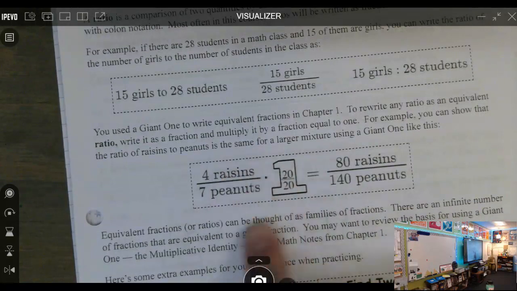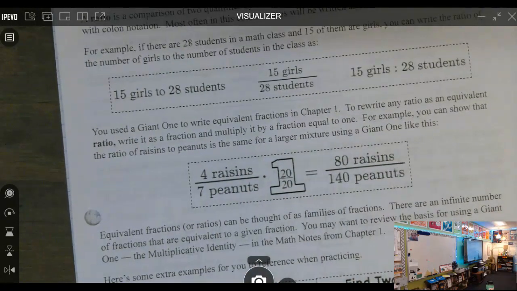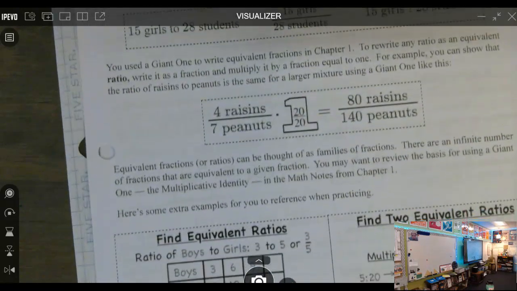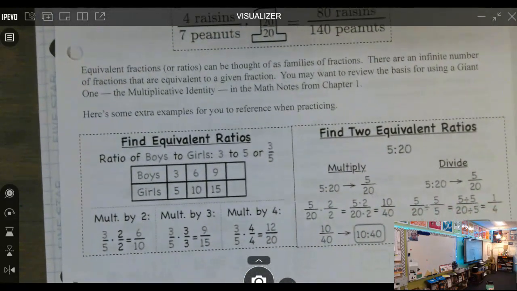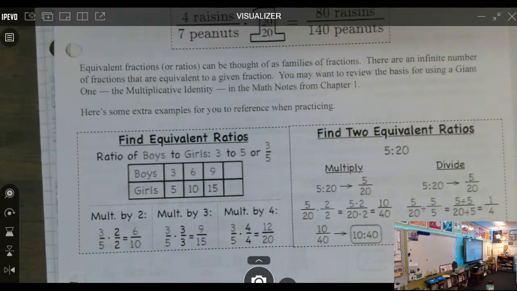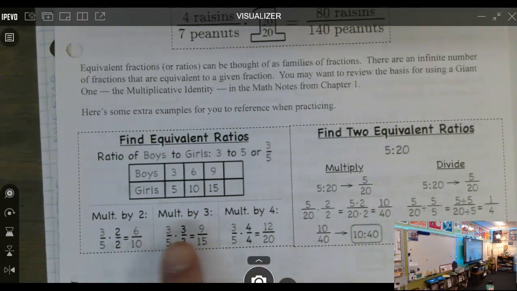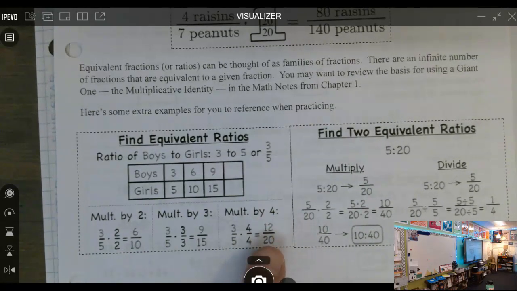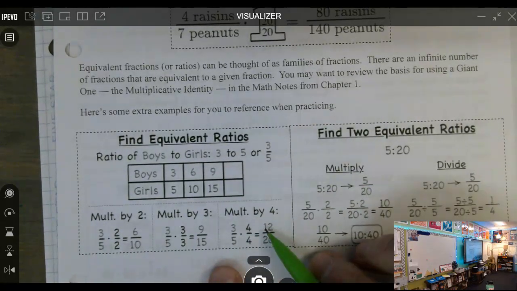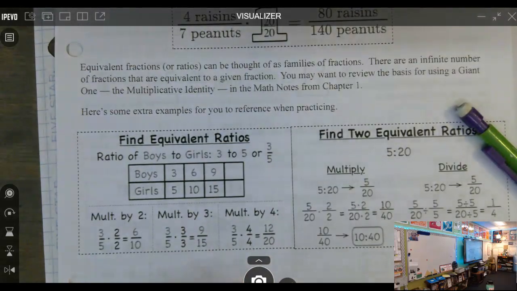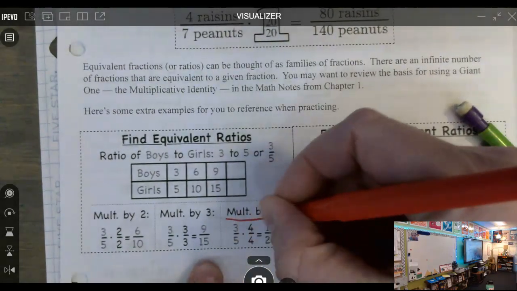The example with the raisins and the peanuts. Right, if we multiply by 20 on top and bottom. An example of showing this in tables. So if there are 3 boys to every 5 girls, if there are 6 boys, there's 10 girls. If there's 9 boys, there's 15 girls. Right? We can multiply by 2, by 3, by 4, whatever we do. So wait, what if we multiply by 4? We get how many boys and how many girls? 12 and 20. So we could go ahead and down here we could fill in our 12 and 20, because we multiply by 4.